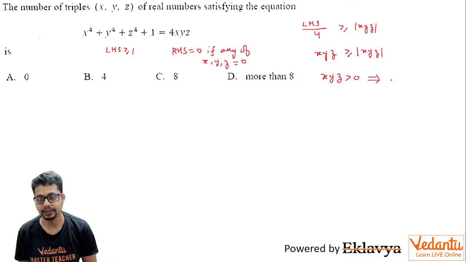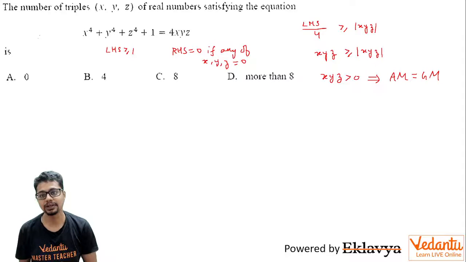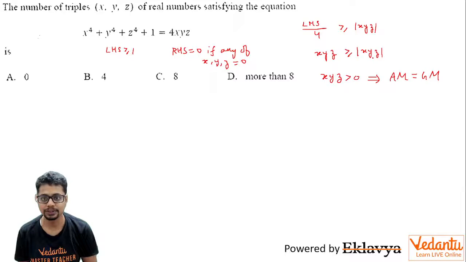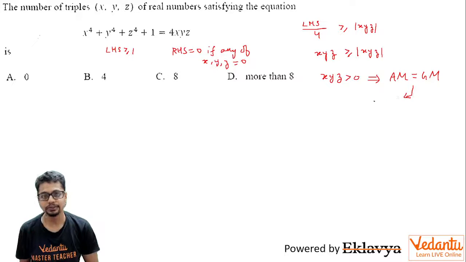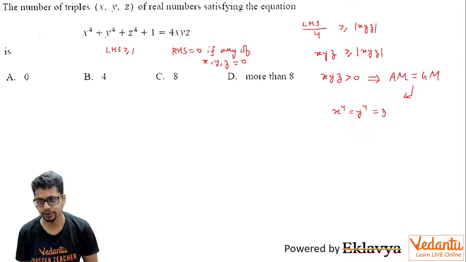right? This leads to AM equal to GM, because if xyz is positive, then mod xyz will open as xyz only, and xyz would not be greater than xyz. It is equal to xyz because they are the same expression. Yeah, and for AM to be equal to GM, all the terms involved in applying AM GM should be equal. That means x to the power 4 should be equal to y to the power 4 should be equal to z to the power 4 should be equal to 1.